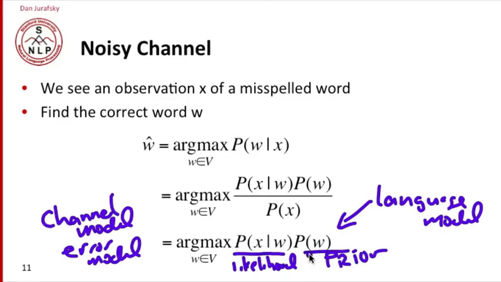The intuition is that the language model tells us how likely this word would be to be a word, perhaps in this context, perhaps by itself. The channel model says, well, if it was that word, how likely would it be to generate this exact error? So the channel model is sort of modeling that noisy channel that turns the correct word into the misspelling.